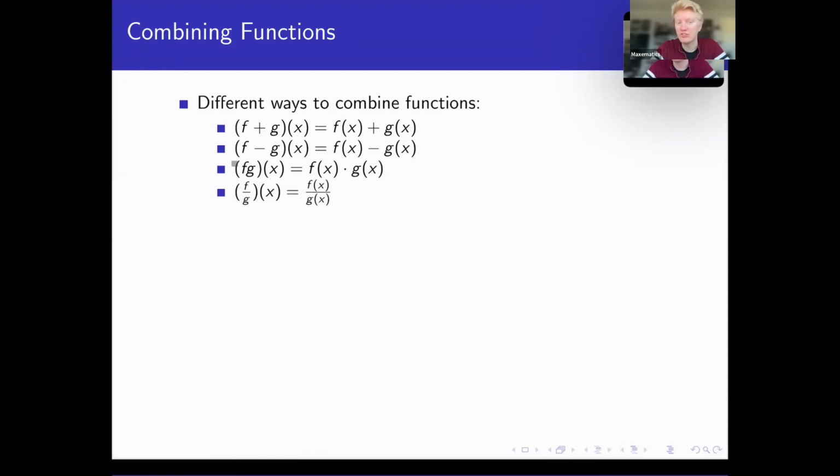Also, you could do g minus f, where you just do g of x minus f of x. g divided by f of x, where you take g of x divided by f of x. Nothing really crazy here, but literally the four ways to combine functions are to add, subtract, multiply, or divide. And then we just introduce some new notation for all four of those.